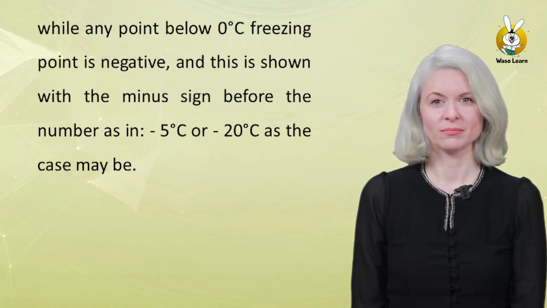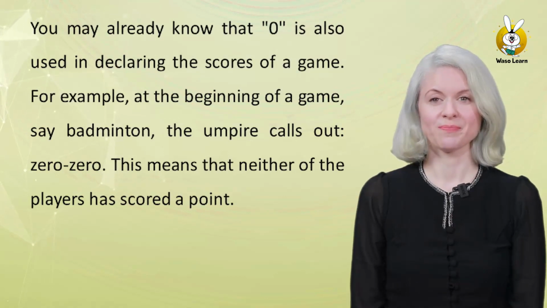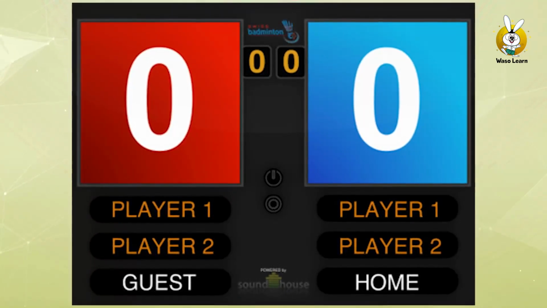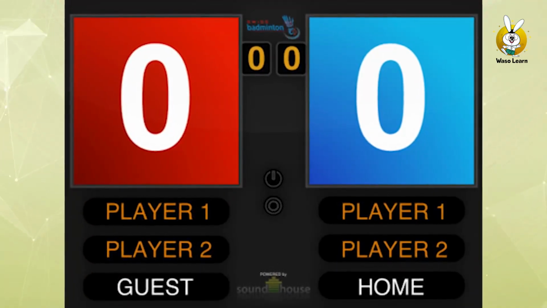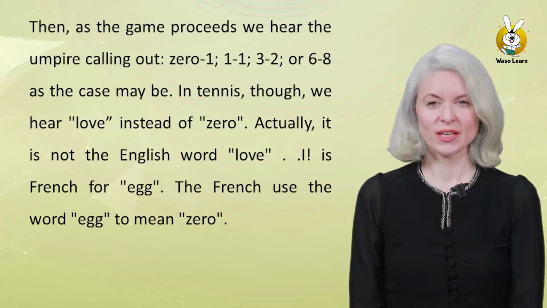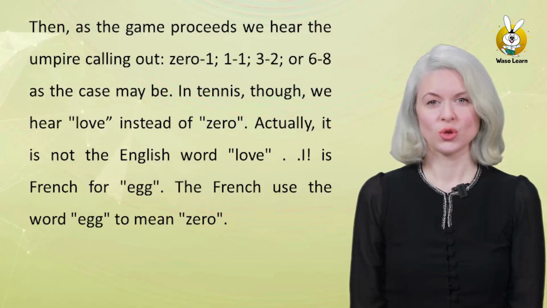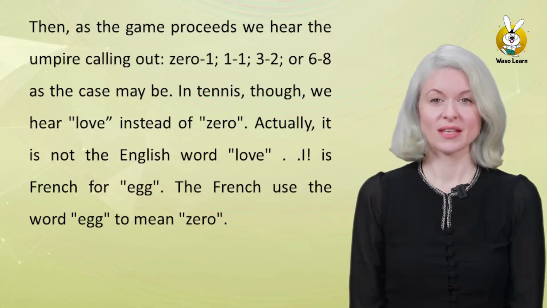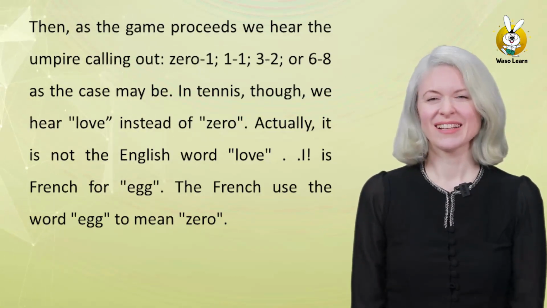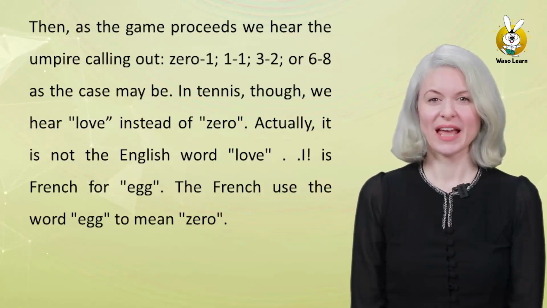the case may be. You may already know that 0 is also used in declaring the scores of a game. For example, at the beginning of a game, say badminton, the umpire calls out 0-0. This means that neither of the players has scored a point. Then, as the game proceeds, we hear the umpire calling out 0-1, 1-1, 3-2, or 6-8, as the case may be. In tennis, though, we hear love instead of 0. Actually, it is not the English word love, it is French for egg. The French use the word egg to mean 0.